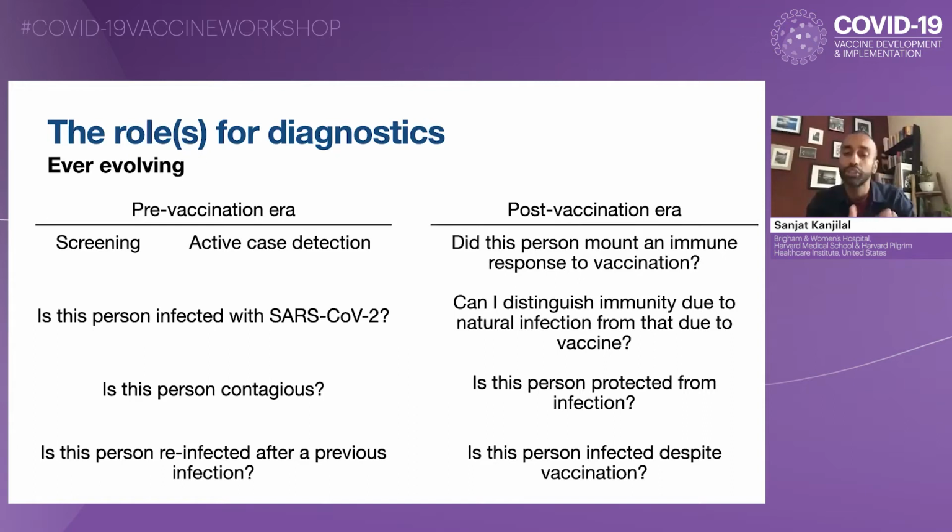In the post-vaccination era, you still have all the questions associated with the pre-vaccination era, but some additional questions that add some new complexities to it. And these include whether this person mounted an immune response to vaccination. Can I distinguish immunity due to natural infection from that due to the vaccine? And the question I think that's most important is this person protected from infection? And then lastly, similar to the pre-vaccination era, is this person who is infected, are they infected despite being vaccinated?